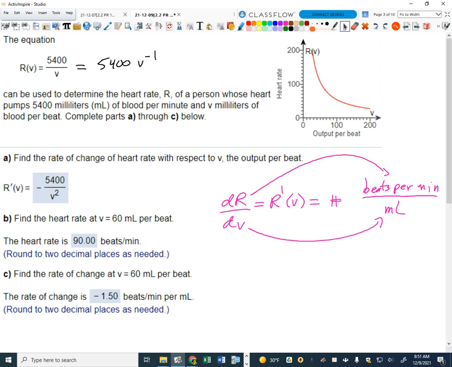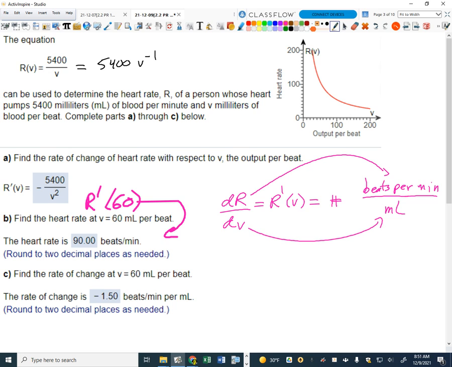The heart rate at 60 milliliters per beat, well, all we got to do is feed that. So for part B, that's just saying R prime of 60, right? That's what is answering that question. Everybody see that? Okay. R prime of 60, well, feed it in there and see what you get. Turns out we get 90, I guess, right? Find the rate of change at V equals 60 milliliters per beat.